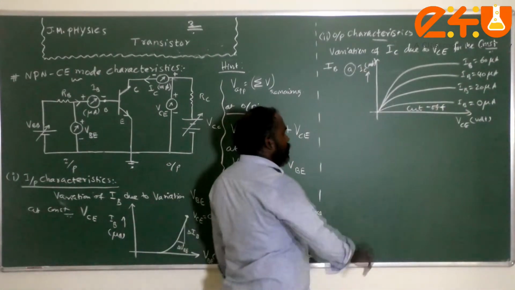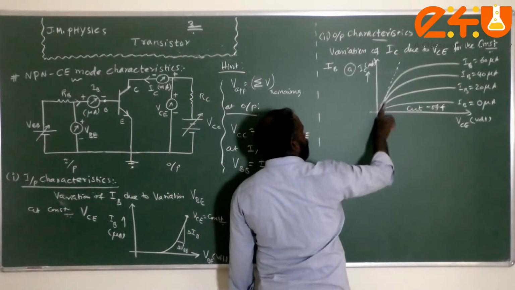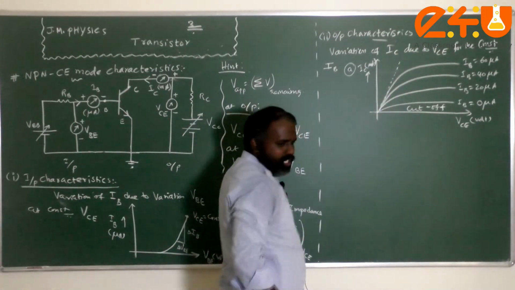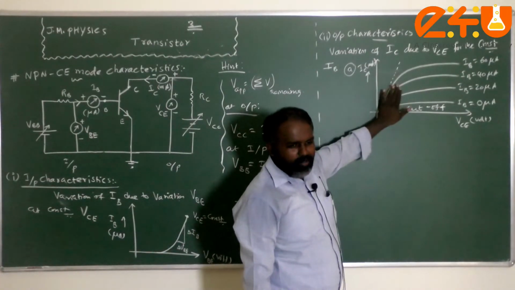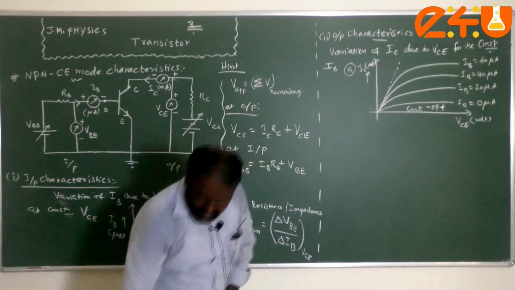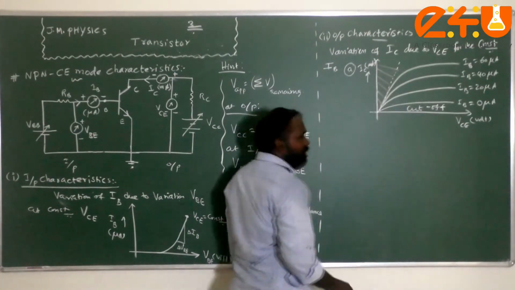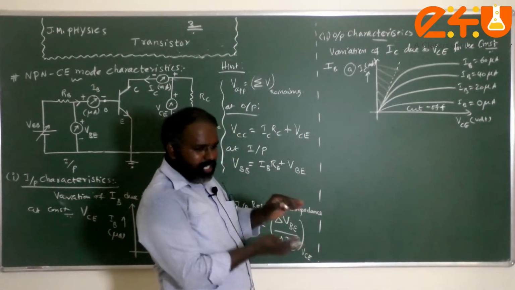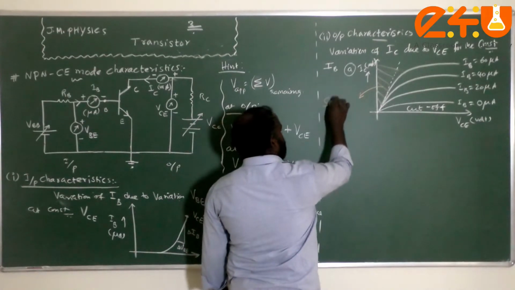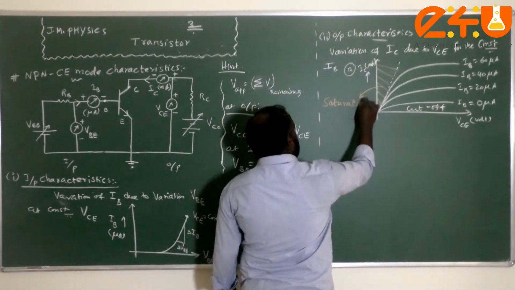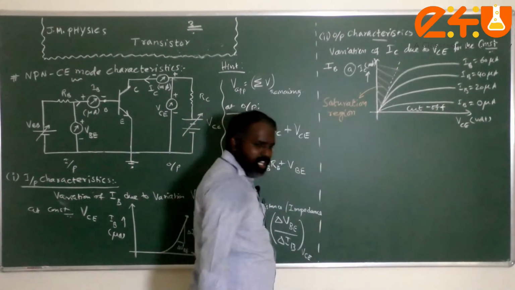You see that this part of the graph gradually increases, and this portion of the graph, or state of the transistor in the circuit, is called the saturation region. For that particular voltage or current, the state of the circuit is called the saturation condition or saturation region.